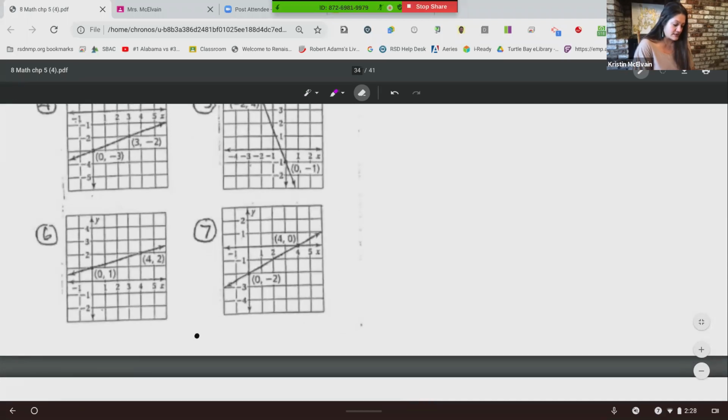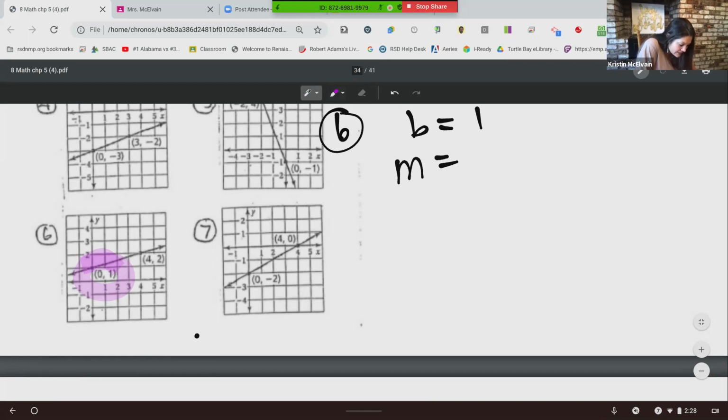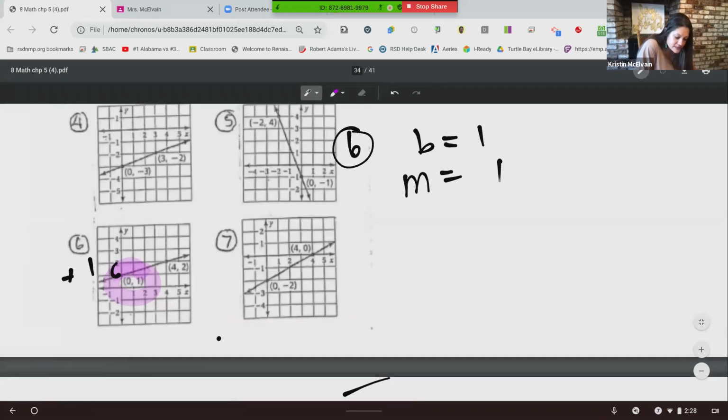All right, number 6. Number 6, let's look to see where it crosses the y-axis. X is 0. So our B is 1. And then for our slope, rise over run, left to right, we are going to count up 1. And then let's see how far we run. 1, 2, 3, 4.